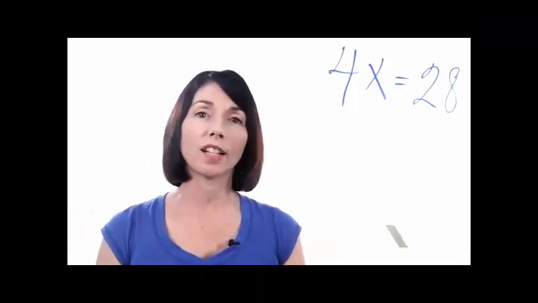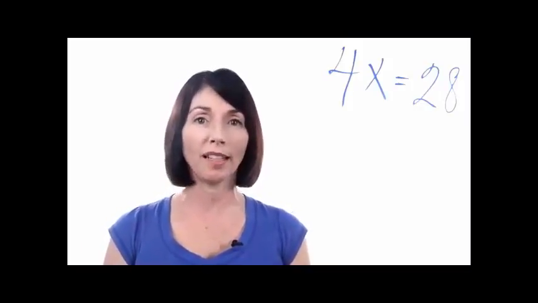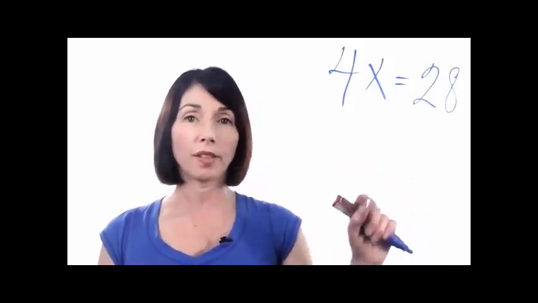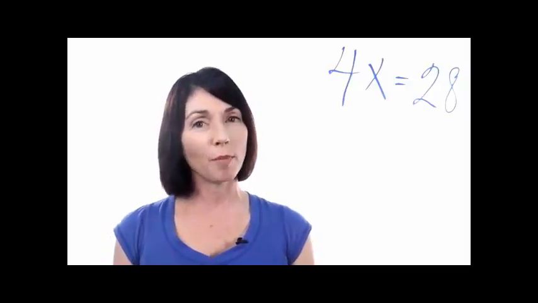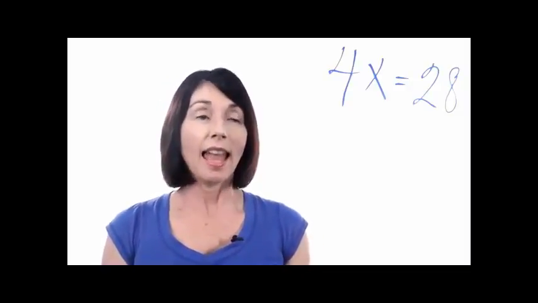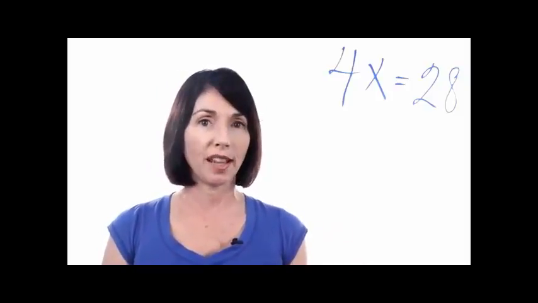Today we're continuing our discussion of solving single variable algebraic equations. This is an example of a single variable algebraic equation. The objective is always the same: get the variable by itself on one side. And anything you do to one side, you have to do to the other.